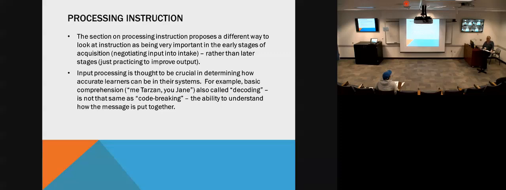Good. Production. Good. So the difference between input and intake is whatever actually makes it into the learner's interlanguage and begins to restructure the system. Right. So the question is, how do you increase intake from input?